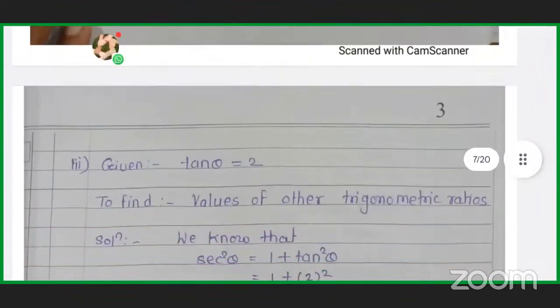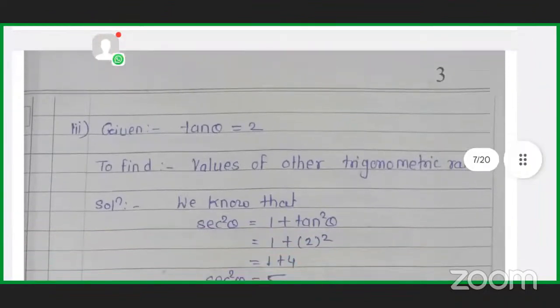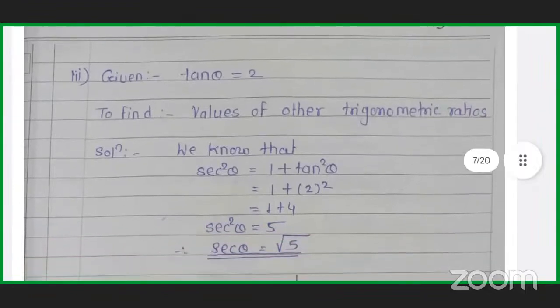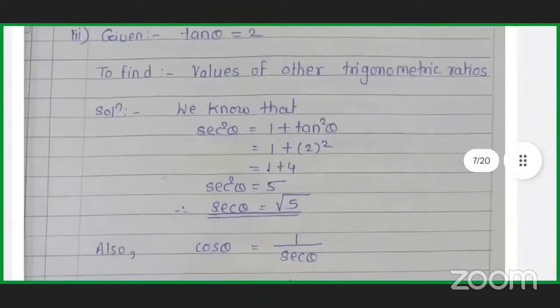If tan theta is equal to 2, find the value of other trigonometric ratios. So we know that sec square theta is equal to 1 plus tan square theta. So we have to put the value of tan theta. So 1 plus 2 bracket square. So here we write 1 plus 4. So sec square theta is equal to 5. So sec theta is equal to root 5.